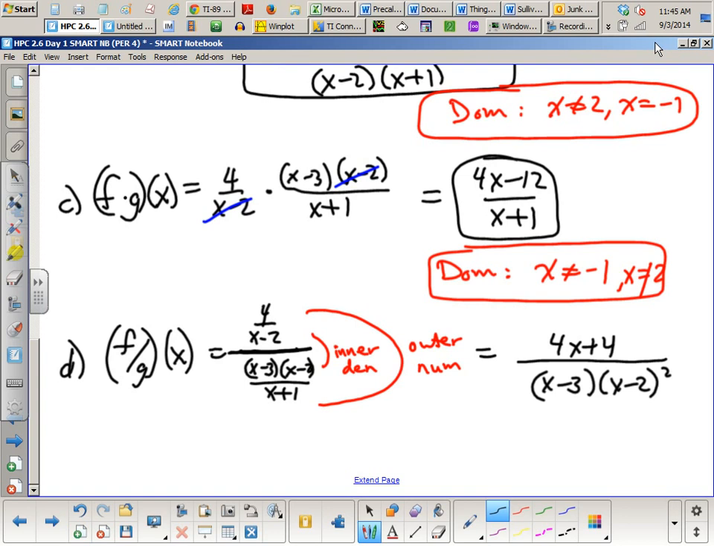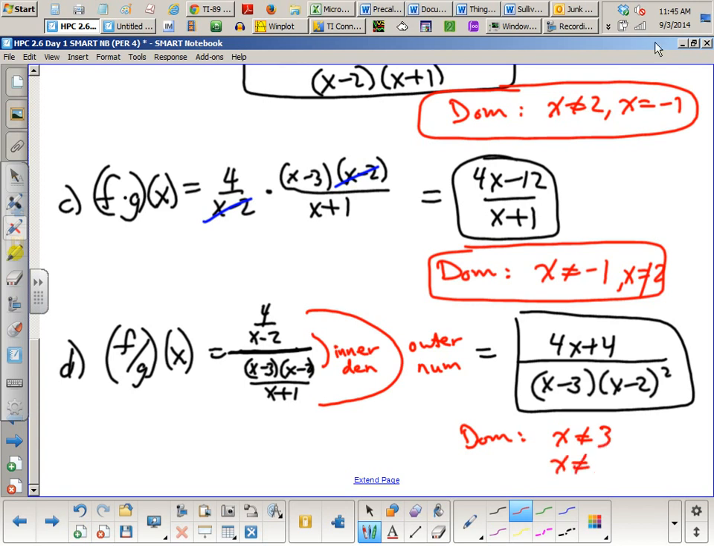What would the naive student record as the domain here? They would say x cannot be, look at their answer, they would say x cannot be what? 3. X cannot be what? 2, right? This is their take on it because they're looking at their answer only. They're saying, look, these two guys are forbidden, 3 and 2. They're right, but it's not the full picture. There was a number that was forbidden all along. What was it? Negative 1.